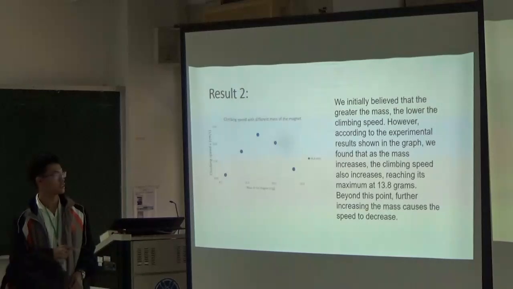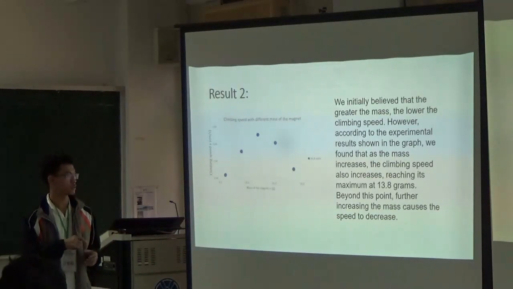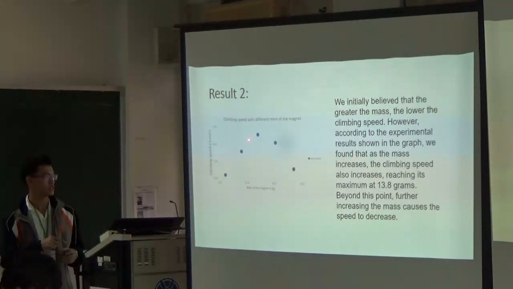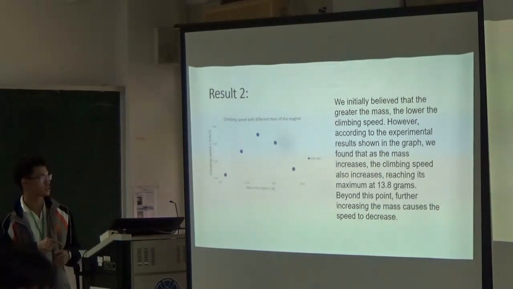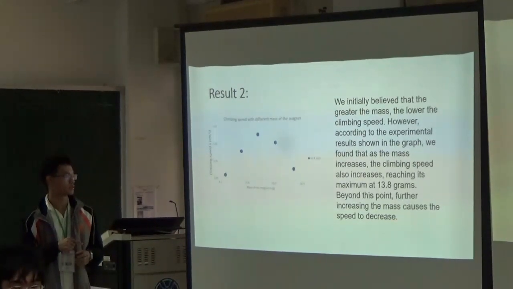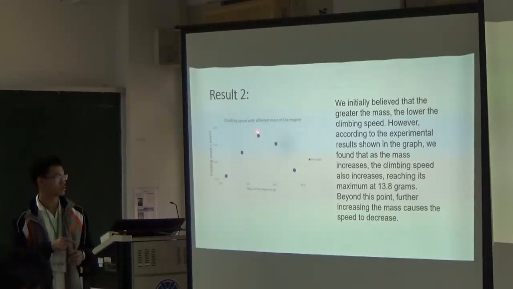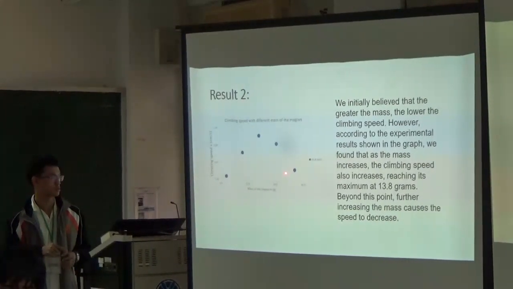And we initially believed that the greater the mass, the lower the climbing speed, because it has a huge gravity. However, according to the experimental results in the graph, we found that as the mass increases, the climbing speed will also increase, reaching its maximum at 13.8 grams. And beyond this point, further increasing the mass causes the speed to decrease.